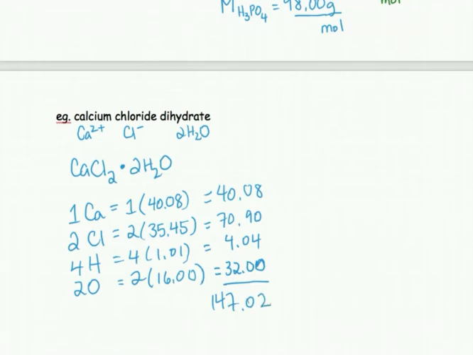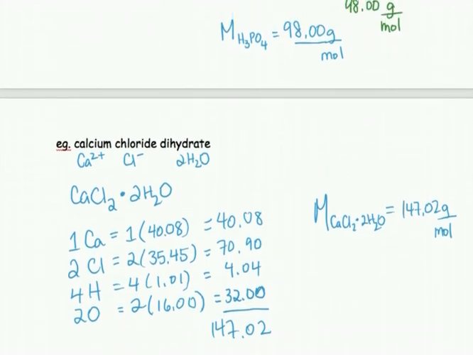147.02. Okay, all right, so then my molar mass of calcium chloride dihydrate. Okay, calcium chloride dihydrate is 147.02 grams per mole. So this compound here, if I had 1 mole of it, 6.02 times 10 to the 23 molecules of this compound, it would have a mass of 147.02 grams. So even greater than all the other ones above.